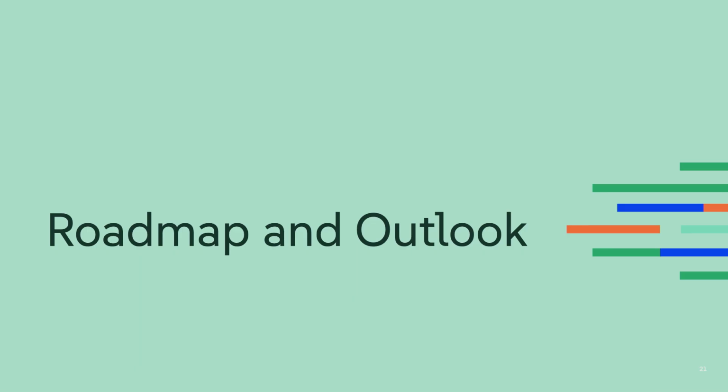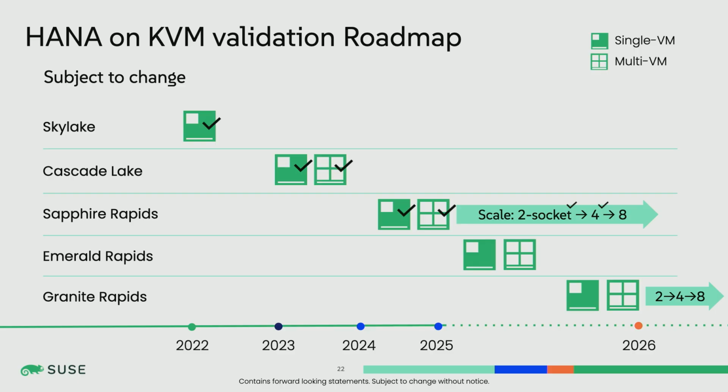I continue with the roadmap and outlook to clear this up. Thank you for the segue. This is how it looked in the past, looks now, and will hopefully look in the future. The scenario we validated in 2022 was Skylake, a single VM on one single hypervisor host. In Cascade Lake, we added multi-VM support. With Sapphire Rapids, we are aiming at the same for 2-socket, 4-socket, and 8-socket.